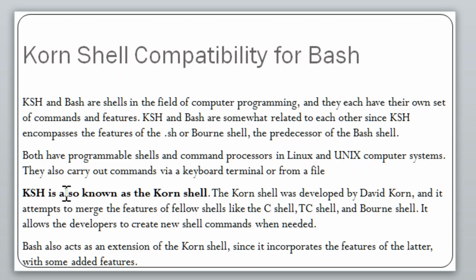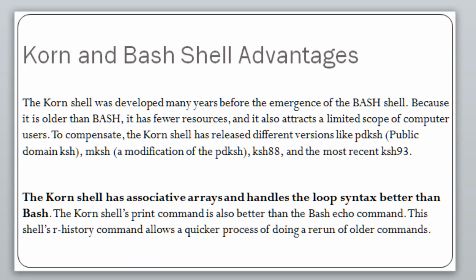K shell is also known as the Korn shell, as I have said previously, and Korn shell was developed by David Korn. It attempts to merge the features of fellow shells like the C shell, TC shell, and Bourne shell. It allows developers to create new shell commands when needed. Bash also acts as an extension of the Korn shell, since it incorporates the features of the latter with some added features. So let's talk about the advantages between those two.